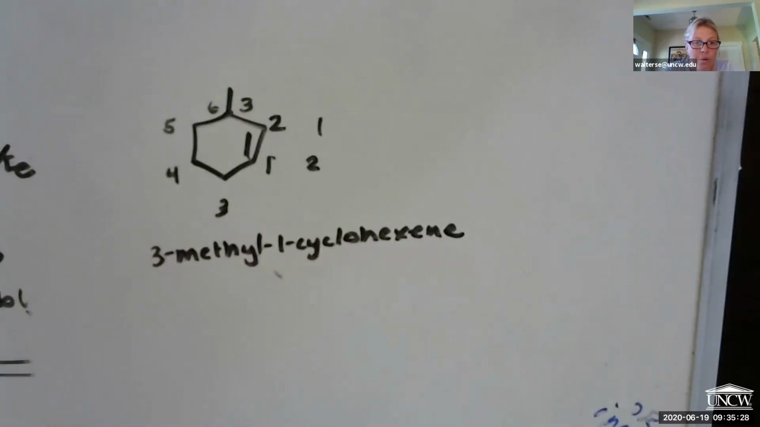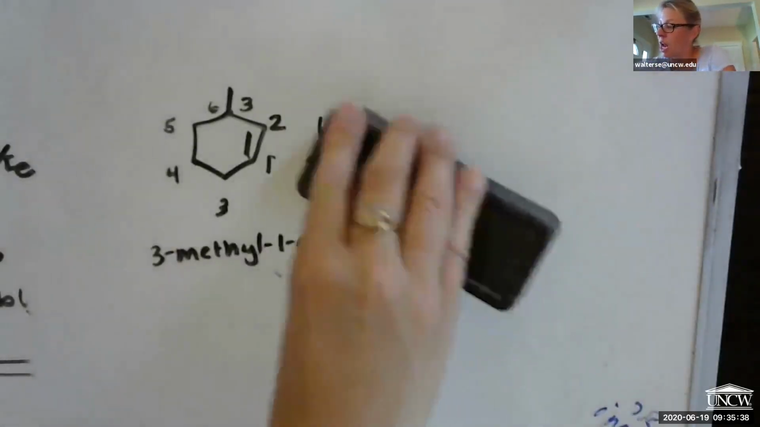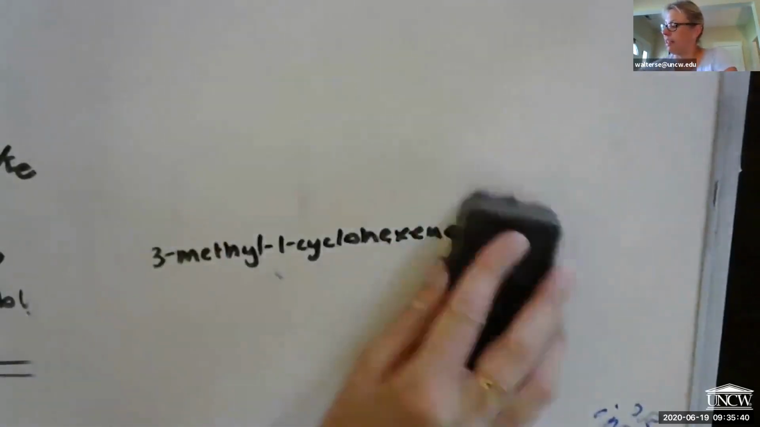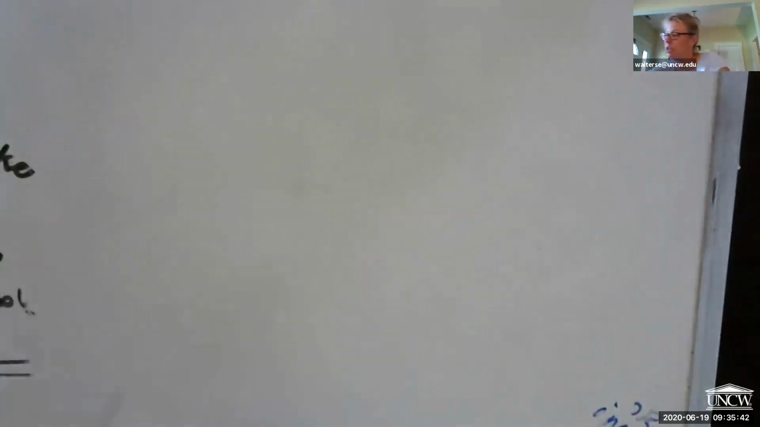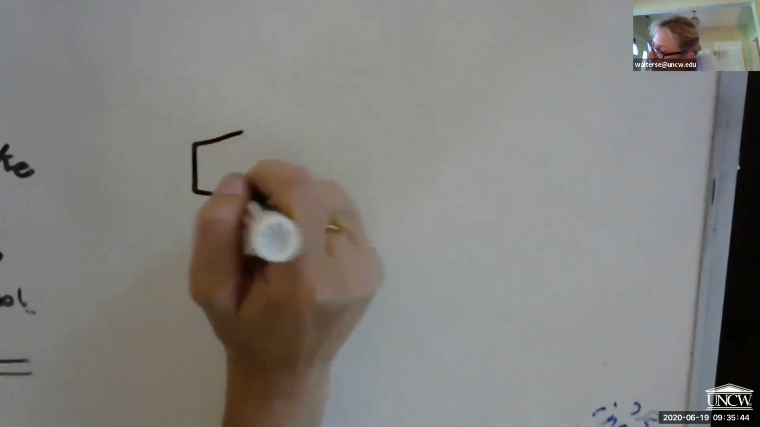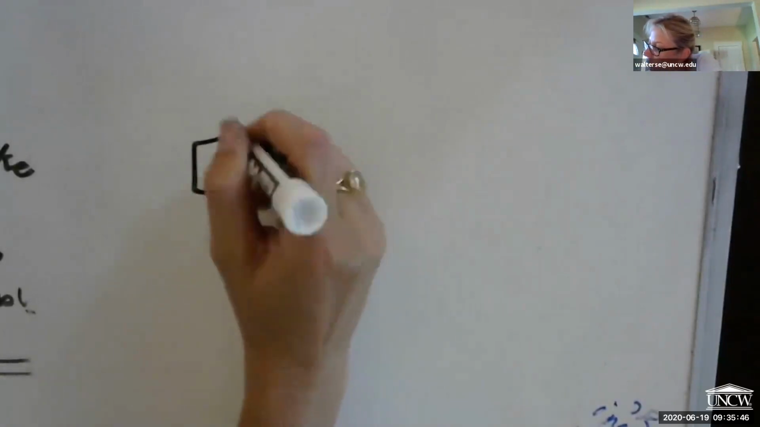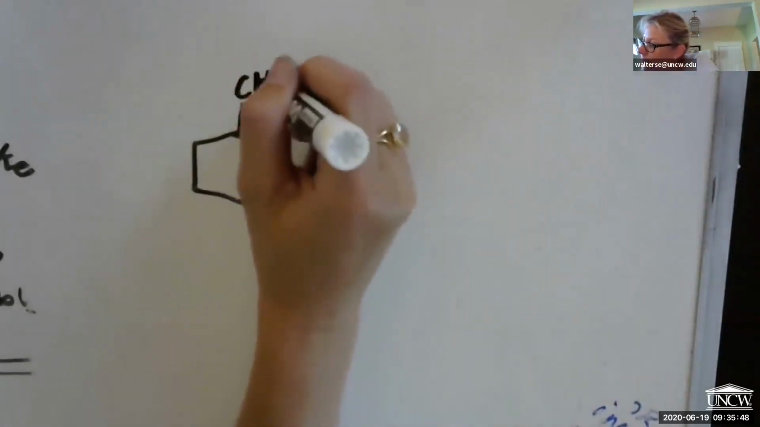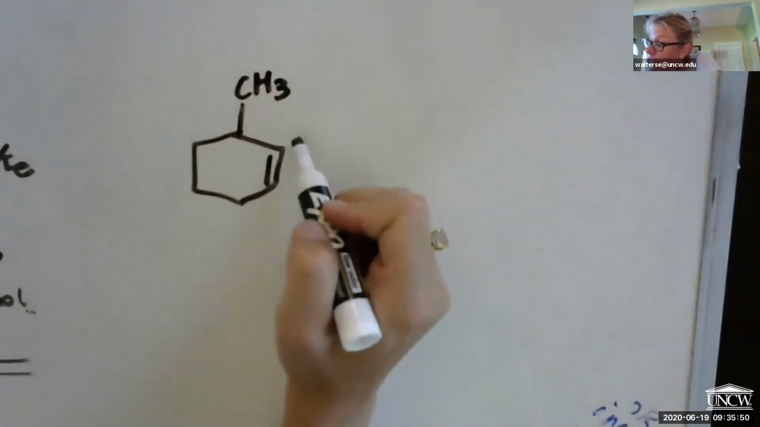I would have done 1, then methyl on 2. Yeah. But in that case, Annie, you would have been going around the ring. Okay. Yeah, I understand your point.